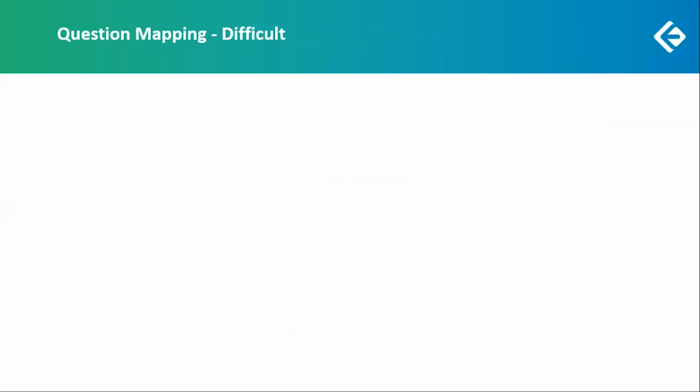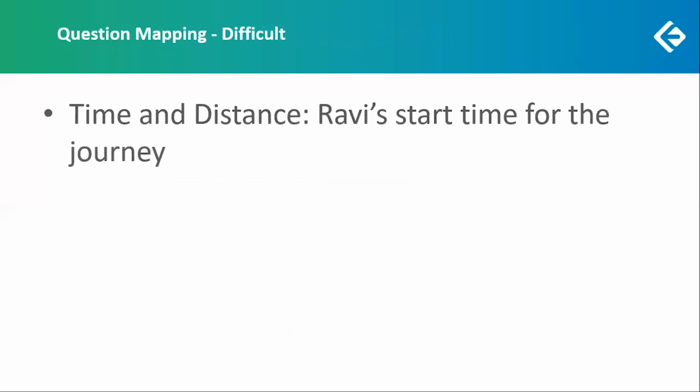Coming to question mapping of difficult questions, there was this question on time and distance. This was one of the questions from the set of 2 questions based on time and distance related to a semicircle. Here we were supposed to find out Ravi's start time for the journey. Now Ravi is the friend who was traveling along the semicircle.